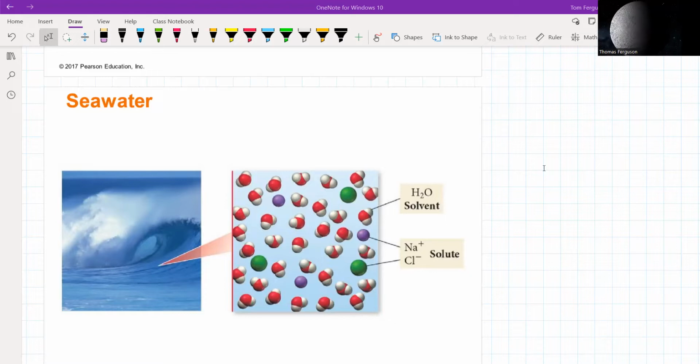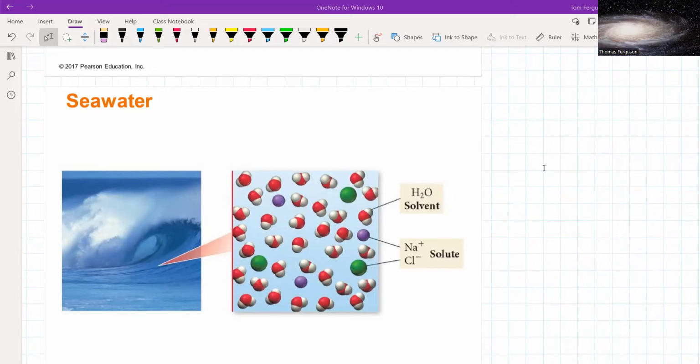But anyway, so solutions, okay, two or more substances mixed homogeneously. In other words, you cannot tell one from the other. The one that's in the most, has the highest percentage, is called the solvent. Everything else is called solute. And you have to have at least one solute in the solvent. Okay, you can have 10 in there, but you have to have at least one. Otherwise, it's not a solution.